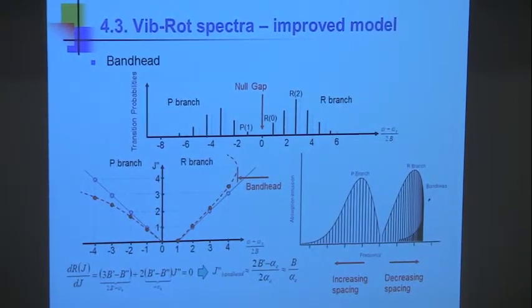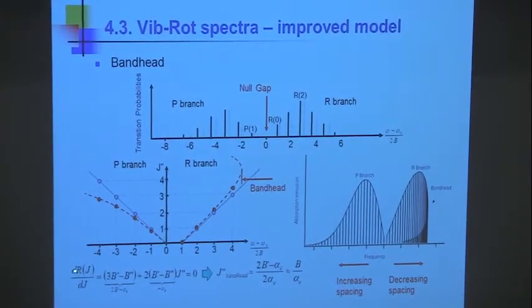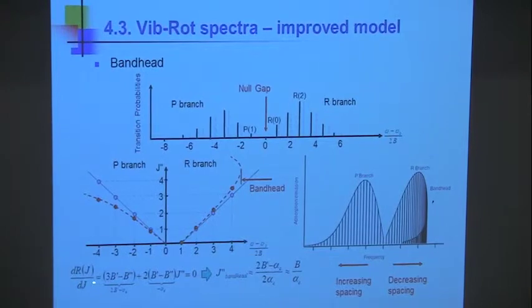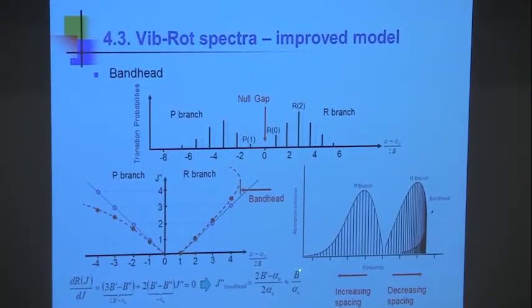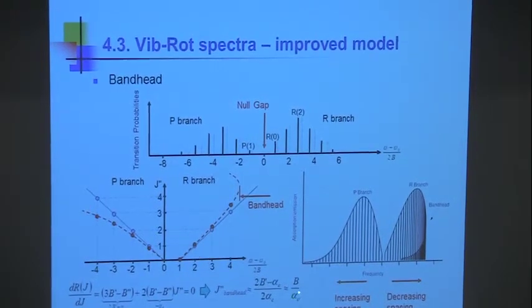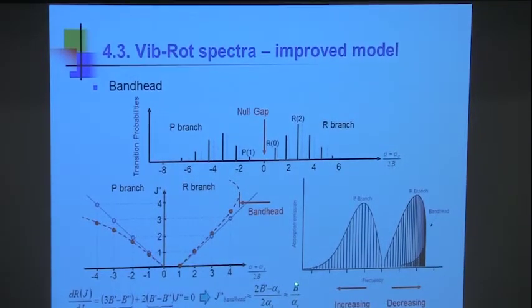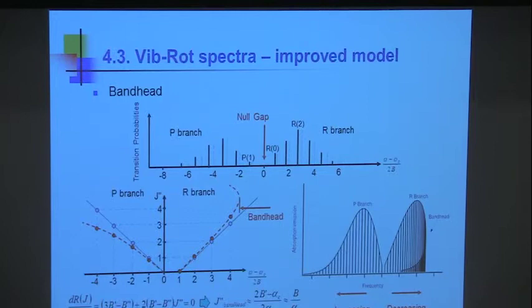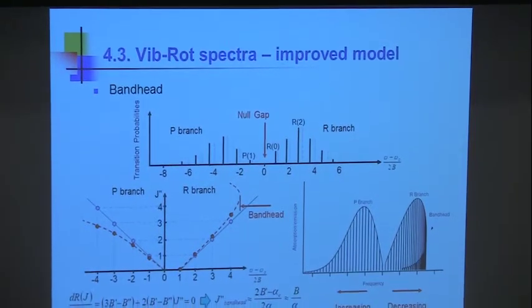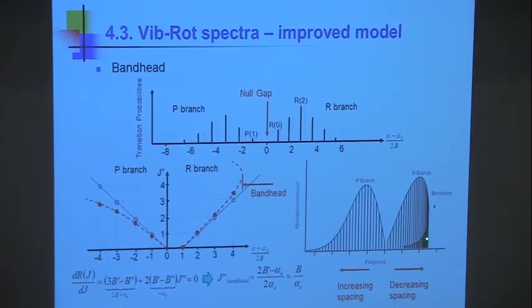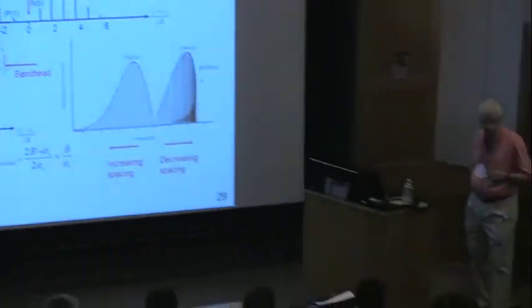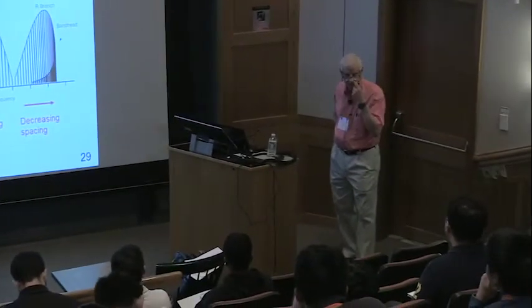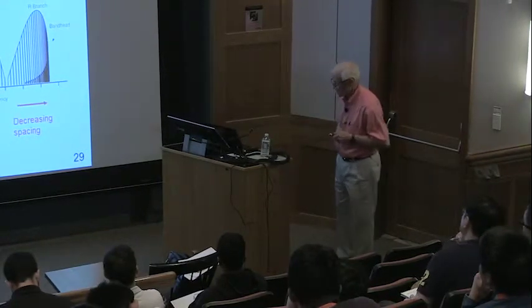However, you can calculate where that is. You can take the derivative in the R branch with respect to J and set it equal to 0, and you'll find that it'll occur at a value of J approximately B over alpha. Remember, B was about 100 times bigger than alpha. So it would only occur at J of about 100. But in normal conditions, you don't get out to J of 100 because the temperatures are not hot enough. You'll only see this if you can populate J of 100.